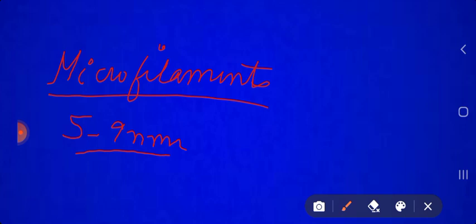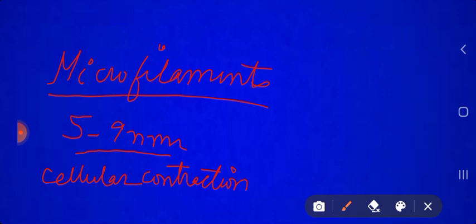These microfilaments associate with myosin and they help to generate forces used in cellular contraction and basic cell movements. Now, these filaments also enable a dividing cell to pinch off into two cells and are also involved in amoeboid movement of certain types of cell.